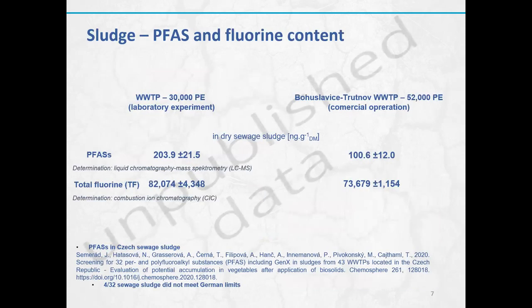We already know that the sludge contains different PFAS. In this work, we already measured two samples, one from an unknown wastewater treatment plant from a small Czech city, and one from Trutnov. In both cases, PFAS are present, and nowadays we are also able to measure the total fluorine content. So we more or less know how much PFAS we have, and second, how much total fluorine we have.